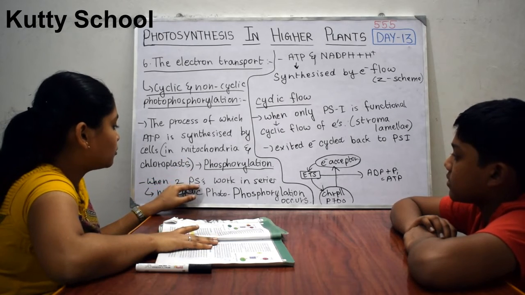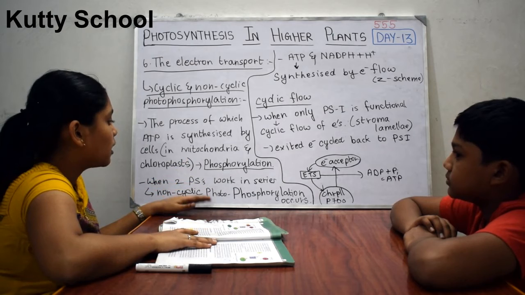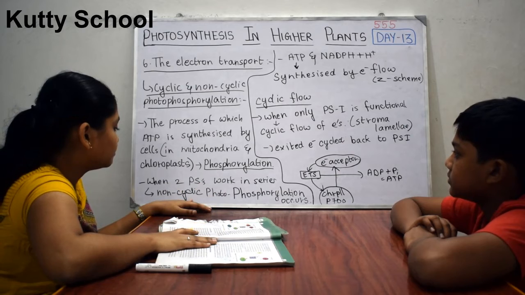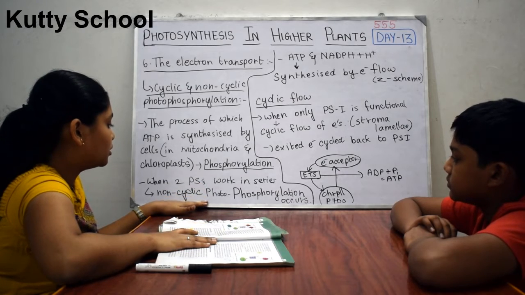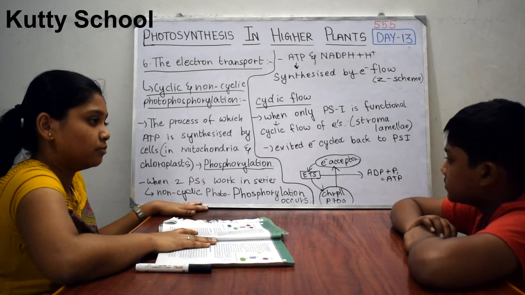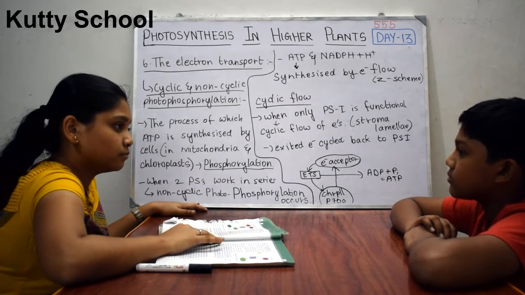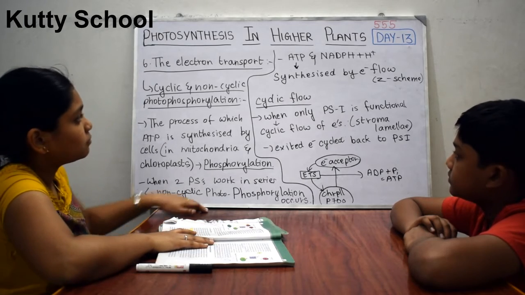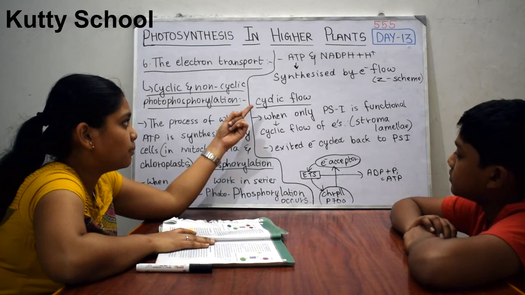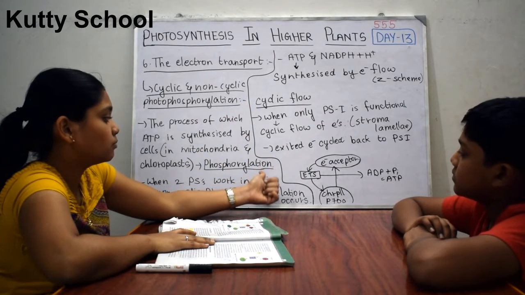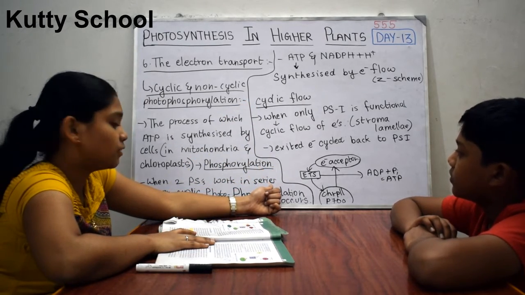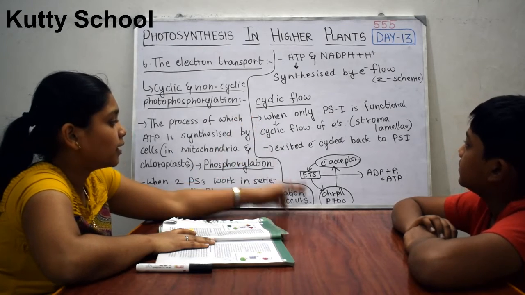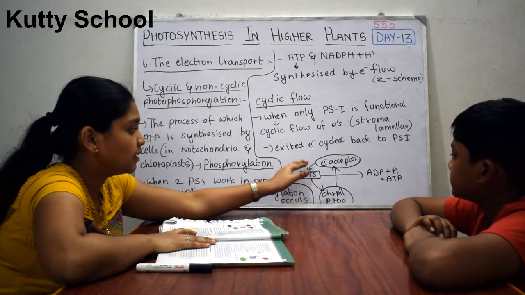So when these two photosystems work in series, that is first photosystem 2 and then photosystem 1, this kind of photophosphorylation is known as non-cyclic photophosphorylation because the electron is not cycled back. It is used up to produce NADPH. So here ATP and NADPH both are synthesized by this non-cyclic photophosphorylation.